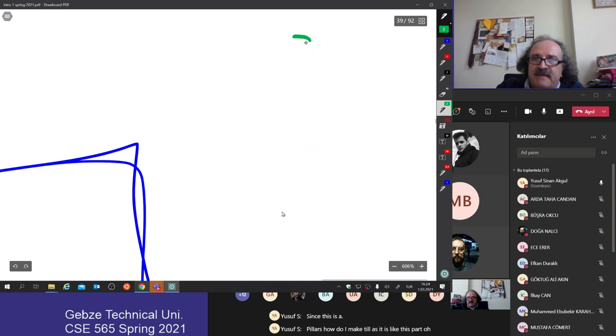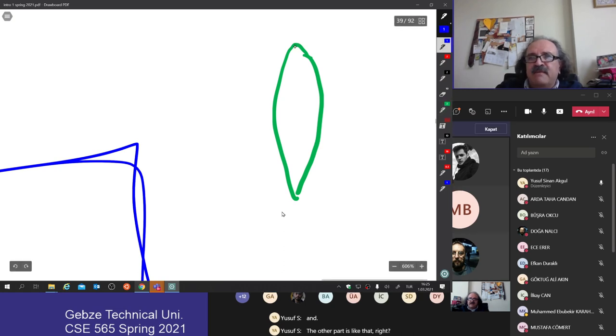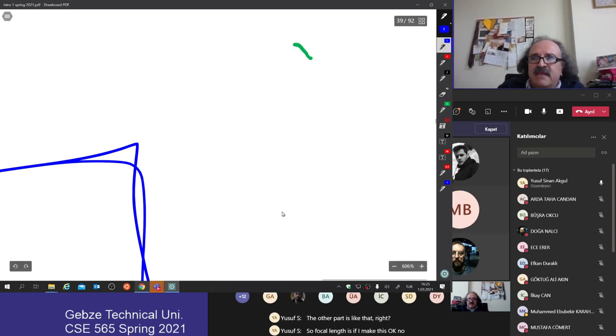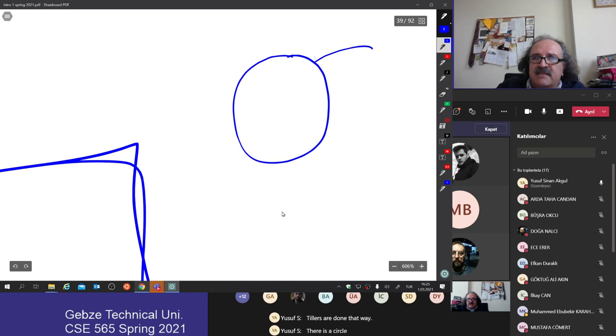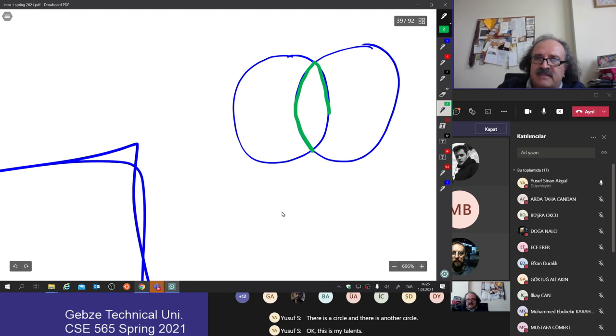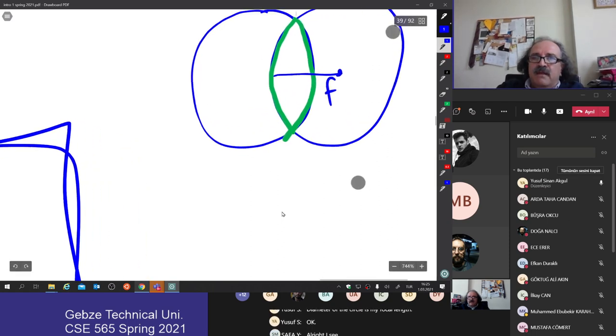Oh, that's bad. Thin lens. And the other part is like that, right? So focal length is, if I make this, okay, no, I'm going to do this. Thin lenses are done that way. There is a circle and there is another circle. Okay, this is my thin lens, right? The diameter of the circle is my focal length. Okay. All right. I see. Yes. Thanks.